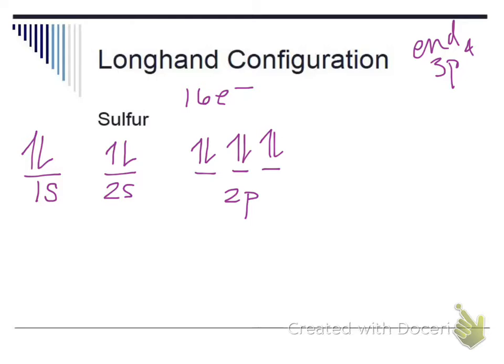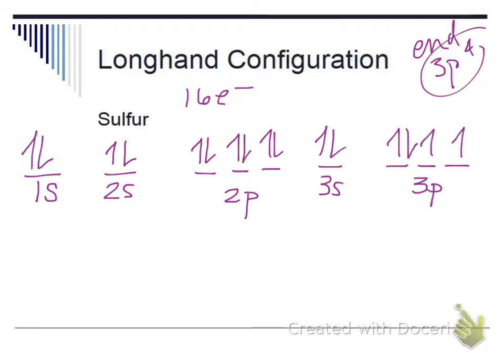After 2p, I'm done with that line. I go to the next line, and what does it tell me? 3s. And I have an up and a down. And then we said 3p comes next. And we said we're at 3p4 because we predicted before we went. So up, up, up, and down. So this is ending in 3p4. That's our orbital notation.